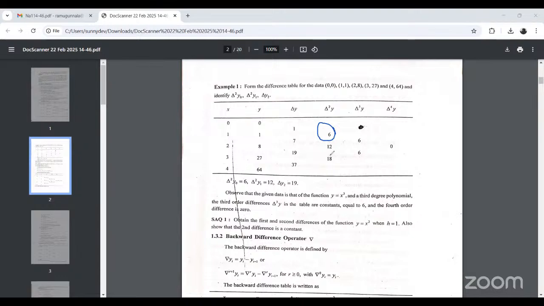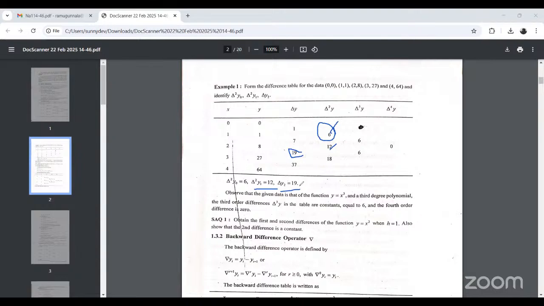And next, what is asking is delta square y1. So this is delta square y naught and this is delta square y1, that is equal to 12. Okay, and delta y2. So this is the delta y2. So that is 9. Okay.